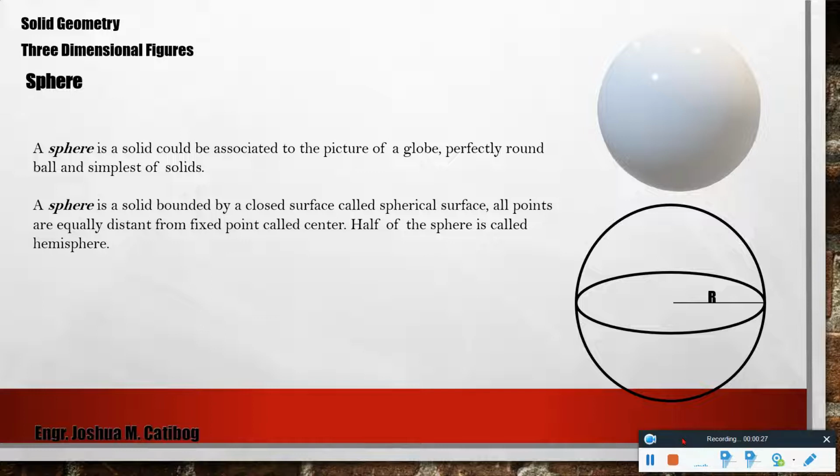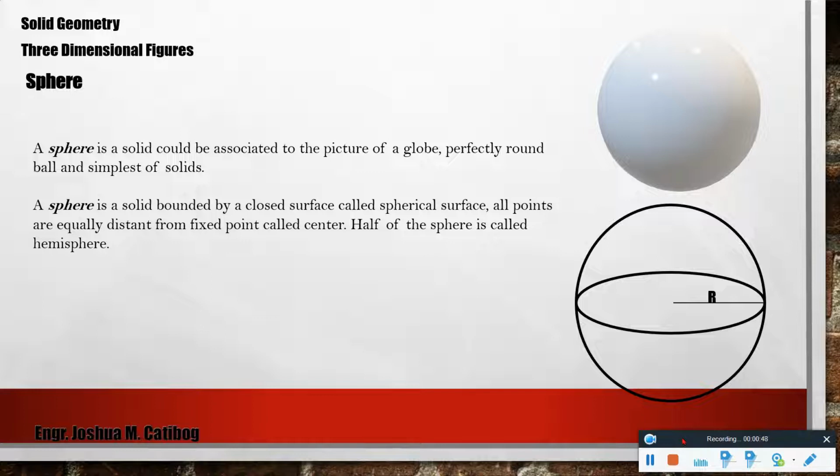Okay, so a sphere is a solid could be associated to the picture of a globe. Perfectly round ball and simplest of solids. Okay, so sir, bakit po kaya simple siya? Malalaman niyo po mamaya. Okay, so a sphere is a solid bounded by a closed surface called the spherical surface.